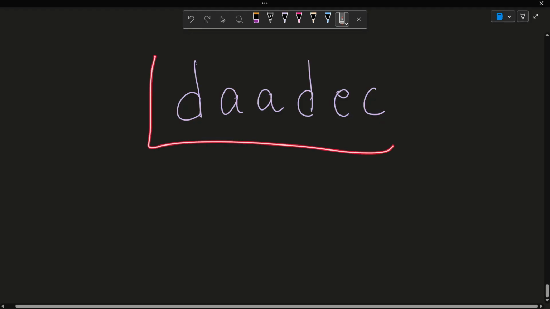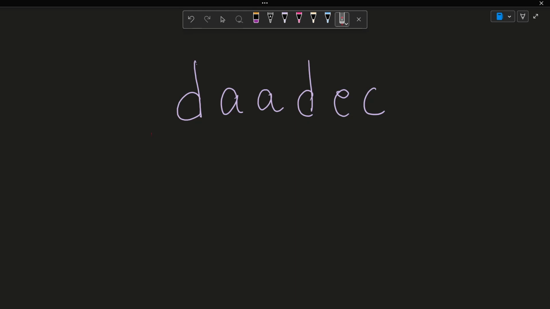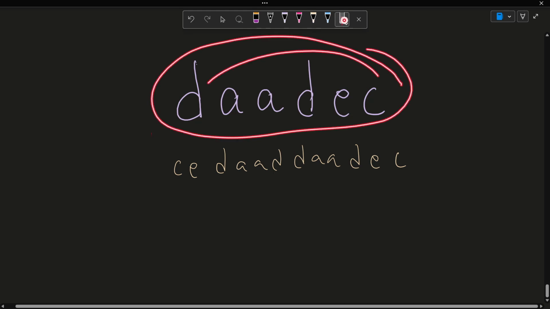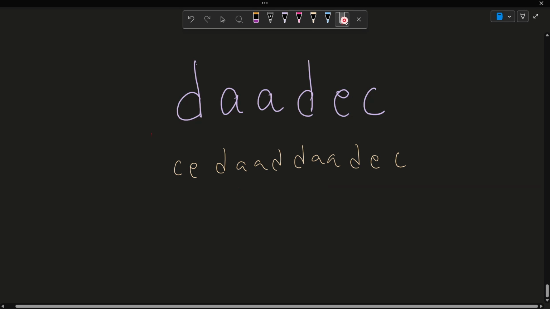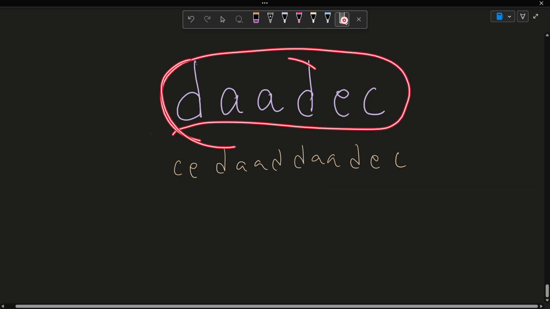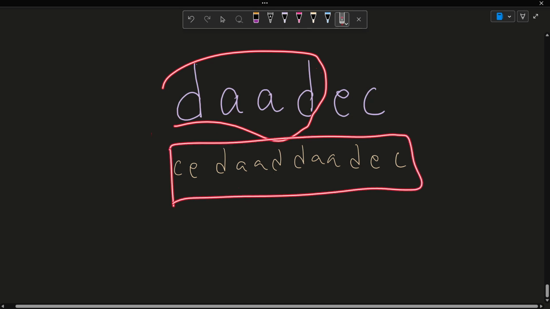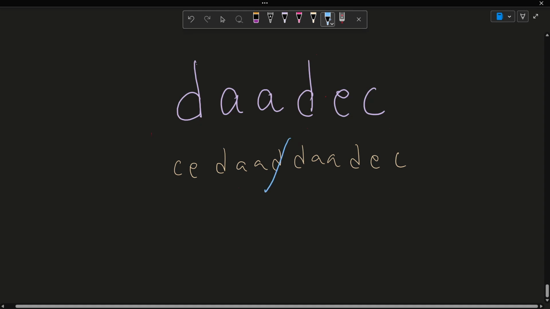So let's say you are given this example and what you have to do is find the shortest palindrome by adding elements to the front only. Let's say CE, DAAD, DAA, DEC. If I reverse this and add it, this is definitely what could be our solution if there are no palindromes inside this, but this has one. So this could be our possible answer. This cannot be our possible answer as well. If you observe, if I remove one of the D's, this would still be a palindrome.